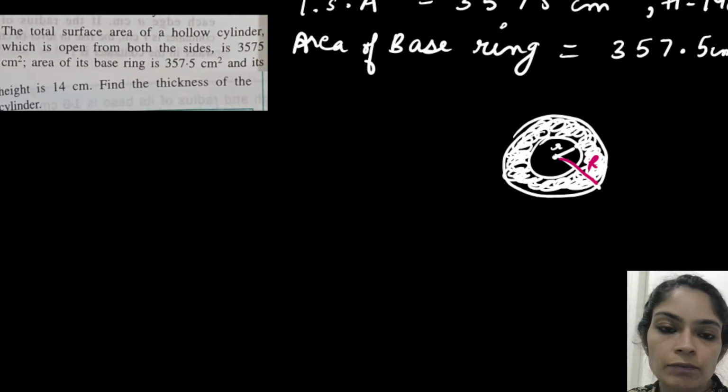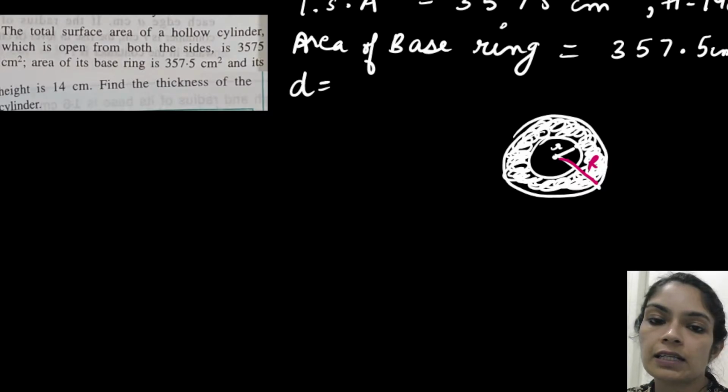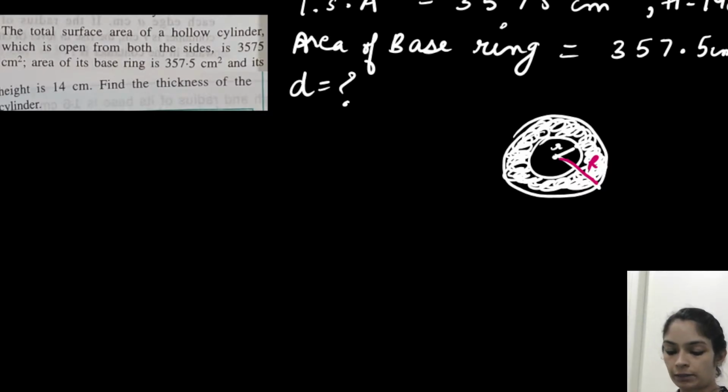What we have to find? We have to find the thickness of the cylinder. Thickness I normally write as D. So that we have to find, the thickness of the cylinder. Area of cross section, yes, that you can also say.